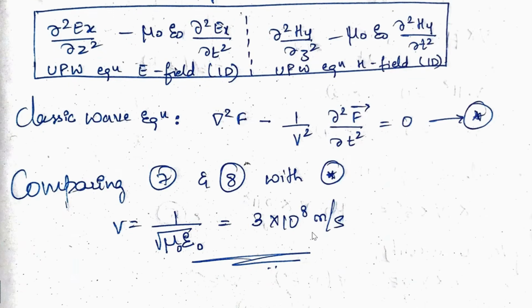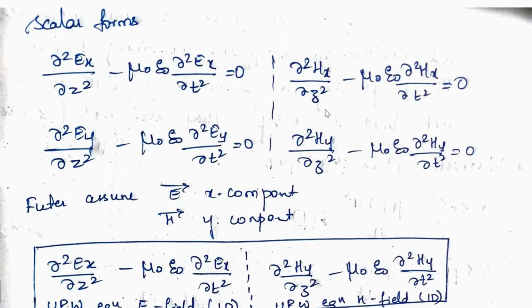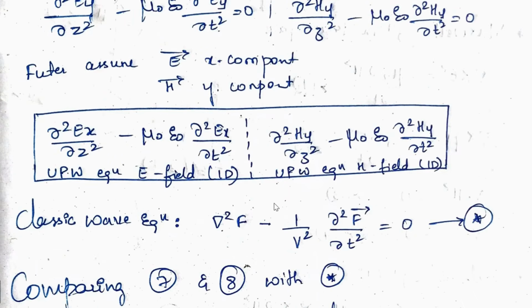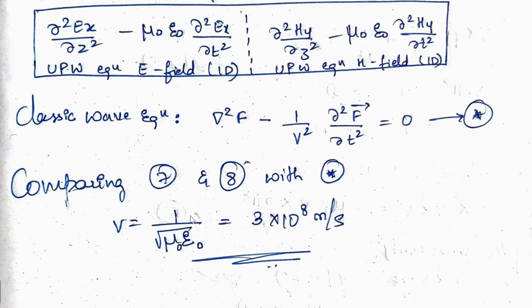Now the classic wave equation is what we know: del square f minus 1 by v square dou square f by dou t square is 0. Comparing the 7th and 8th equations with this main equation, we get that v is equal to 1 by square root of mu naught into epsilon naught, which is the speed of light, that is 3 into 10 power 8 meters per second.